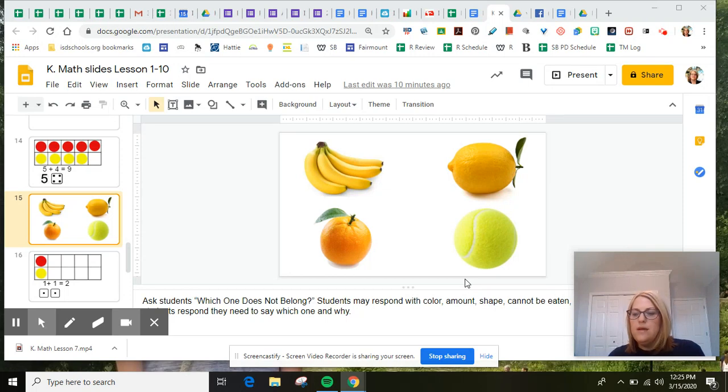Hi, kindergarten friends. Today, we're going to try something a little bit different. We're going to play Which One Does Not Belong?